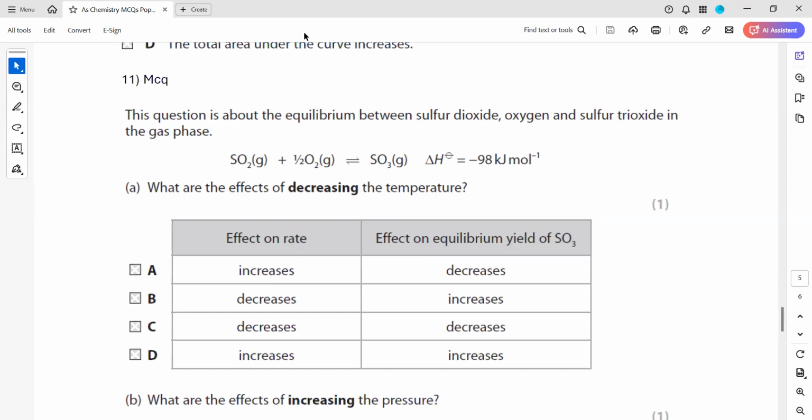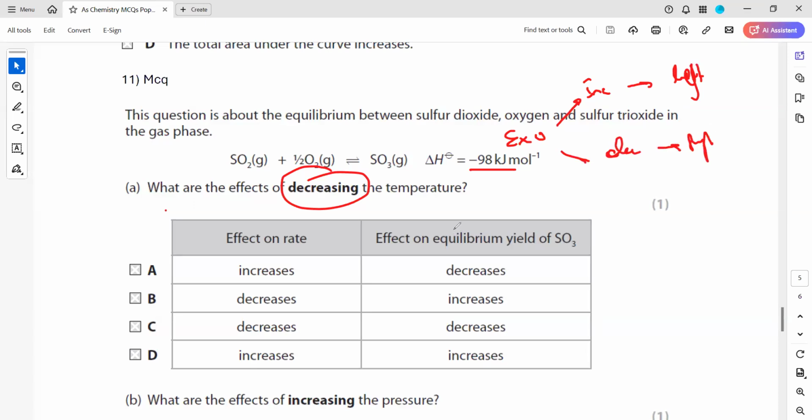Then this is a reversible reaction. What is the effect of decreasing the temperature? This is an exothermic reaction. For an exothermic reaction, if we increase the temperature, what will happen to the equilibrium? Equilibrium will shift toward the left-hand side. And if we decrease the temperature, equilibrium will shift toward the right-hand side.